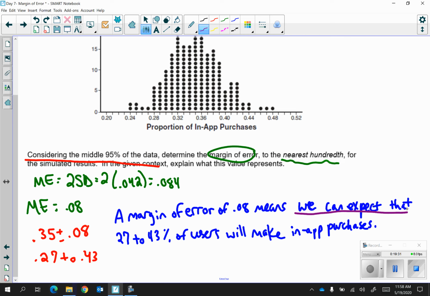So keep in mind when you're doing these problems, you want to actually read, are they asking you for the margin of error or are they asking you for the confidence interval? You don't want to provide an answer with the wrong information of what they're asking for. And that's all for this video.